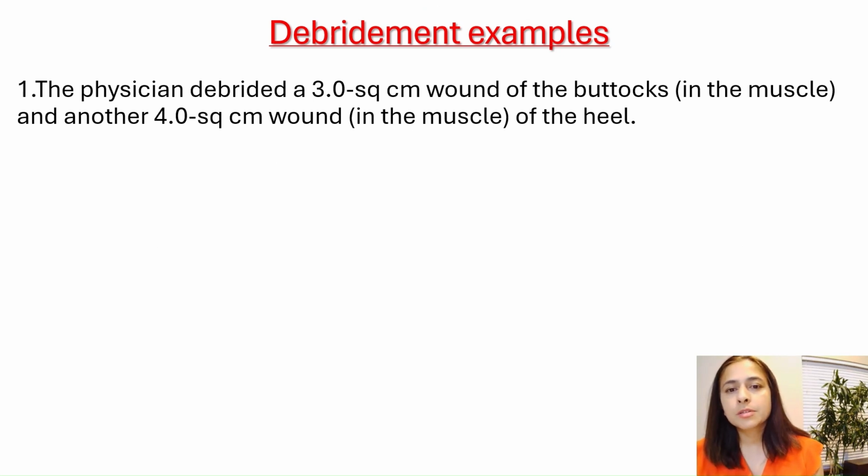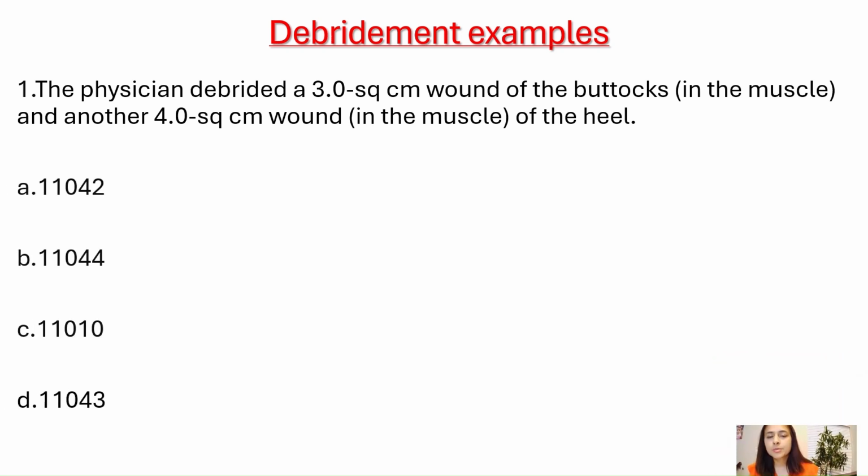Debridement examples. The first one is the physician debrided 3 square centimeter wounds of the buttocks in the muscle, and another 4 square centimeter wound in the muscle of the heel. So here the wounds are at the same depth, which is the muscle. So we can sum the dimension, that is the 3 square centimeter plus 4 square centimeter, which would be 7 square centimeter.